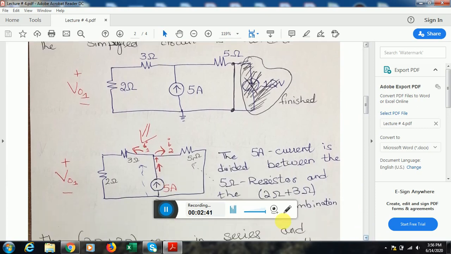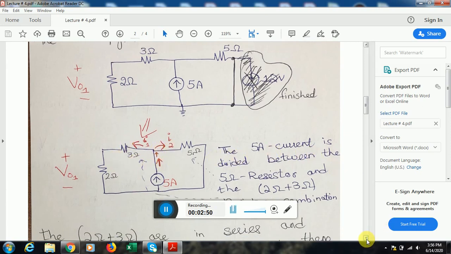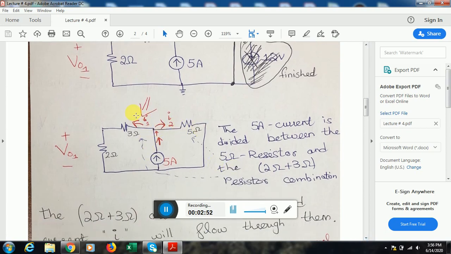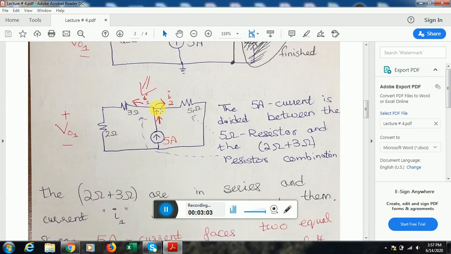So this current is going to this node, and as soon as it enters this node, it has two paths to traverse. The 5 ampere current is divided between this 5 ohm resistor and the series combination of this 2 ohm and 3 ohm. If I sum these up, 2 plus 3 is 5 ohm, and this is also 5 ohm. This means that this current is equally divided. This means I1 is equal to I2, which is 5 divided by 2, because half of the current is flowing here and half of the current is flowing here.